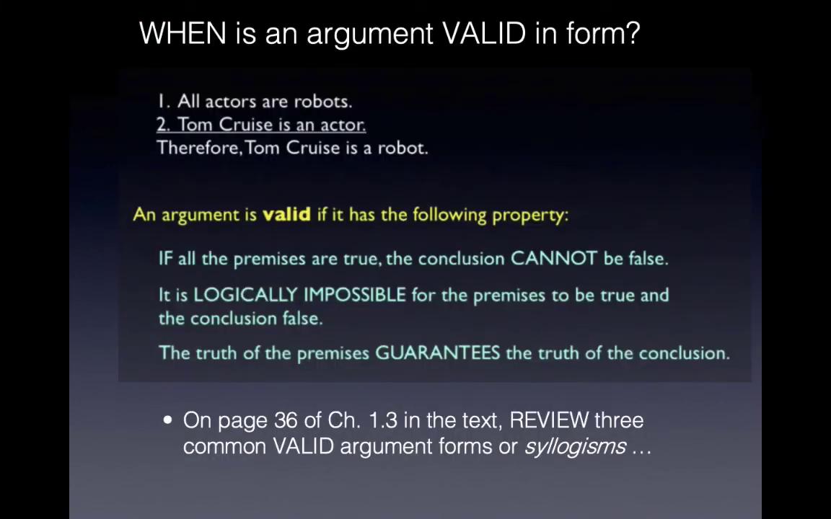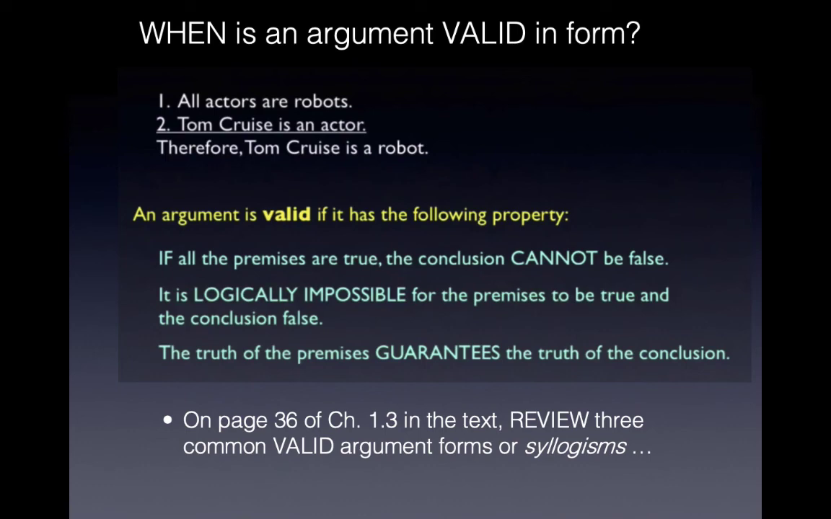Well, when is an argument valid in form? It's valid if it has the following property, and there are three ways to describe this. If all the premises are true, the conclusion can't be false. Or you could say it's logically impossible for the premises to be true and the conclusion false. Another way we say this is that the truth of the premises guarantees the truth of the conclusion. Now, the premises don't cause the conclusion to be true, but the premises imply the truth of the conclusion.